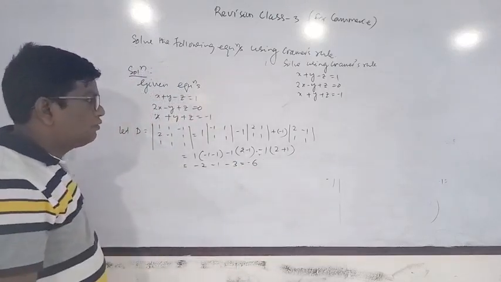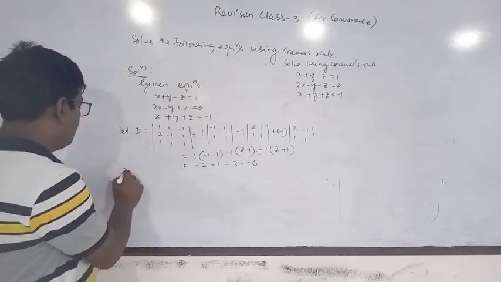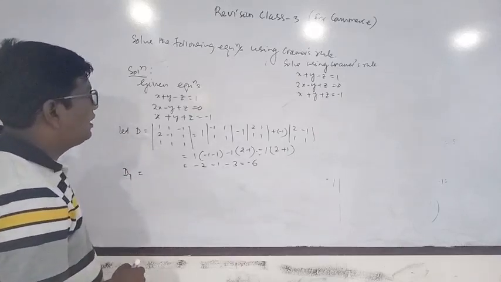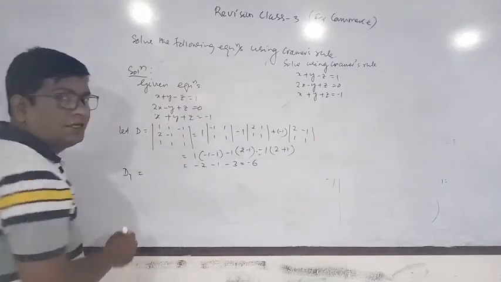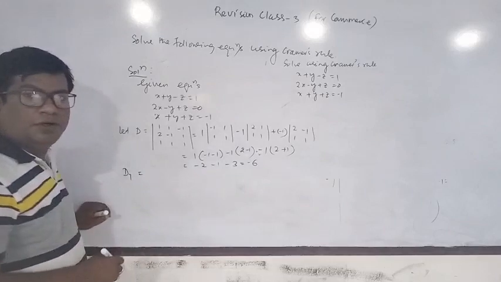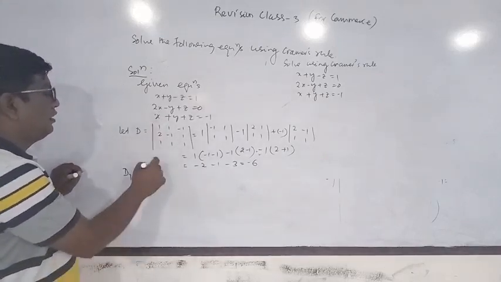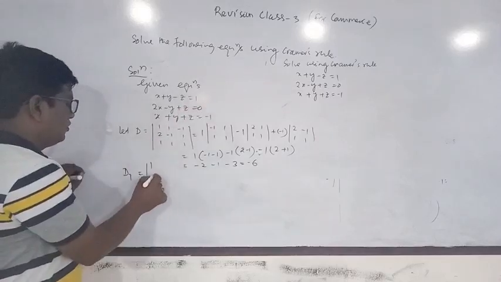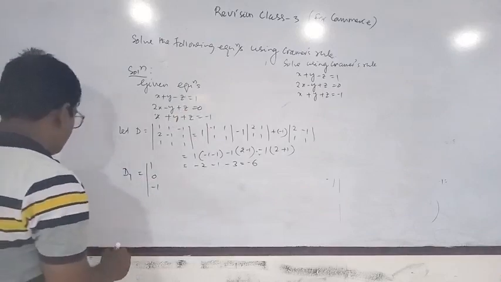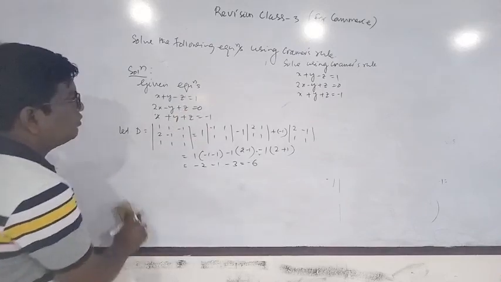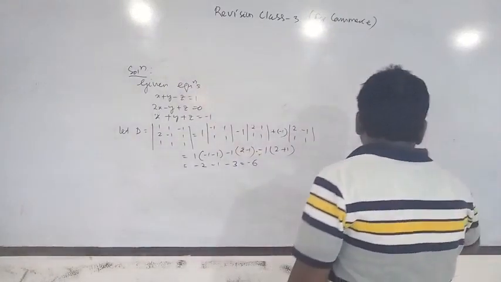Now D1 is equal to, write the right hand side elements for the first column. So D1 is equal to 1, 0, minus 1. This is not visible, so write this here, as there is no space.